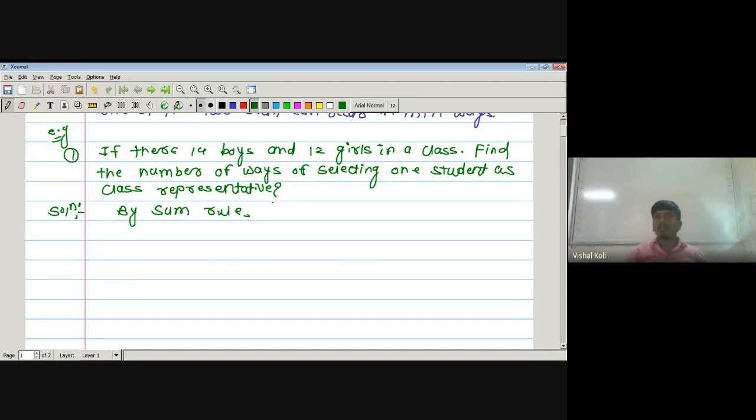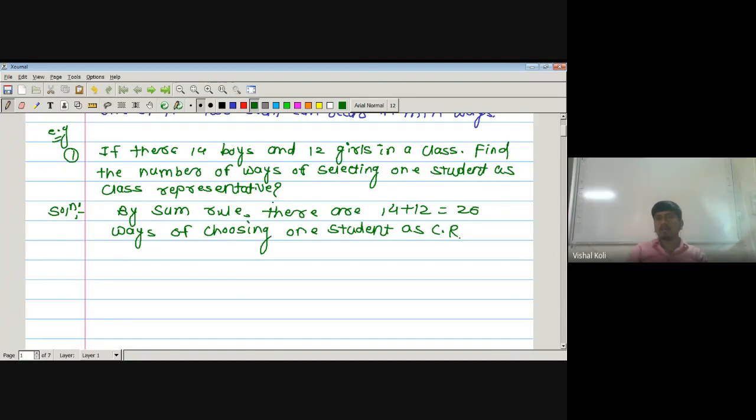We have to choose it as a class representative. Then here we can easily use our sum rule. Therefore by sum rule there are m plus n, but here m is nothing but 14 and n is nothing but 12. So 14 plus 12, which is equal to 26 ways of choosing one student as a class representative. Let us solve the second one.